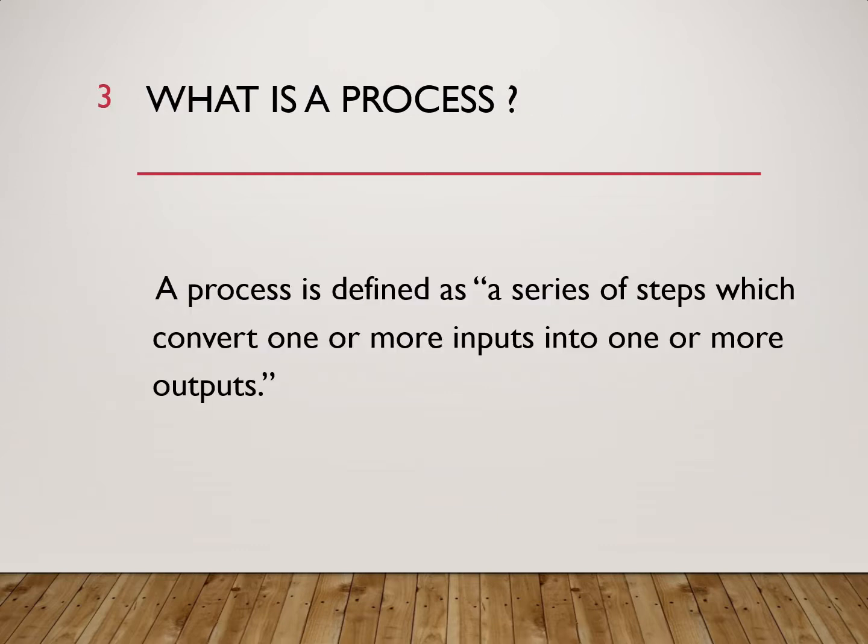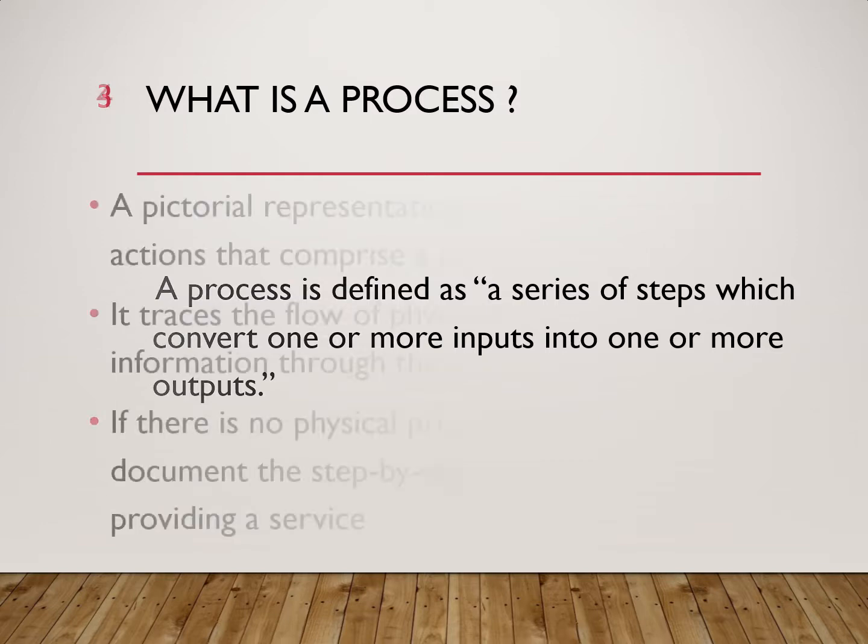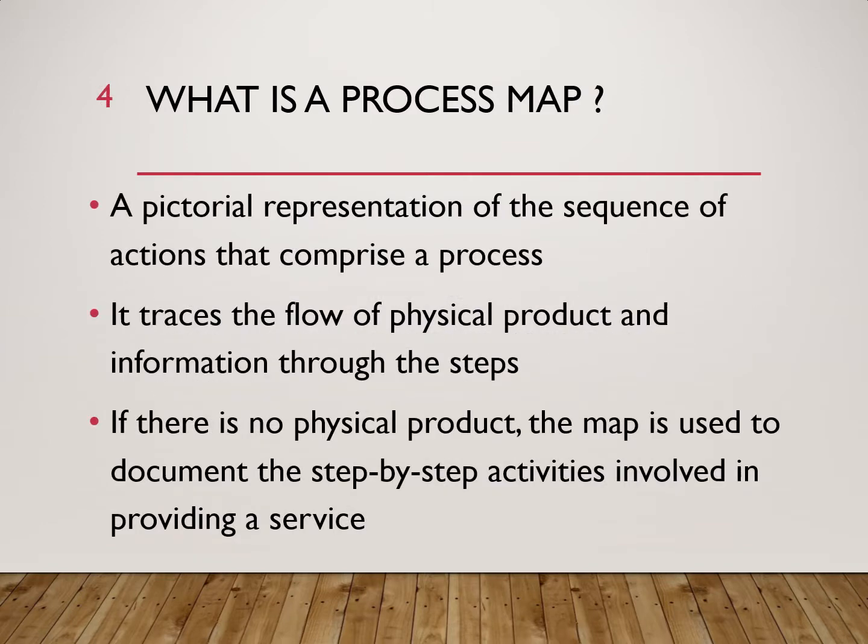What is a process? A process is defined as a series of steps which convert one or more inputs into one or more outputs. What is a process map? It is a pictorial representation of the sequence of actions or series of steps that make up a process. It traces the flow of physical product and information through the steps. If there is no physical product, the map is used to document the step-by-step activities involved in providing a service.